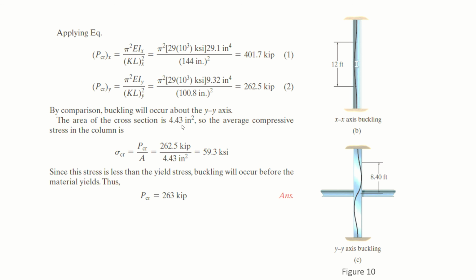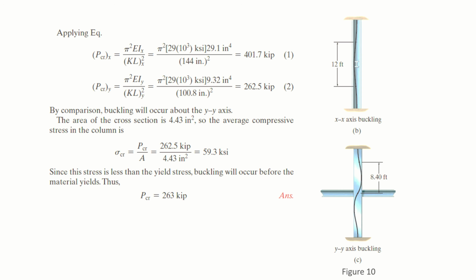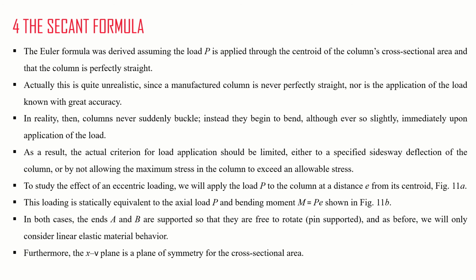The area of the cross section is 4.43 square inches, so the average compressive stress in the column is P critical by A, and P critical is this one. So P critical by A is 59.3 ksi. Since this stress is less than the yield stress, buckling will occur before the material yields. So in both the examples, example 2 and example 3, the column buckles before it yields, right? Now this is, I think, the last part of this video lecture, where the secant formula is also used.